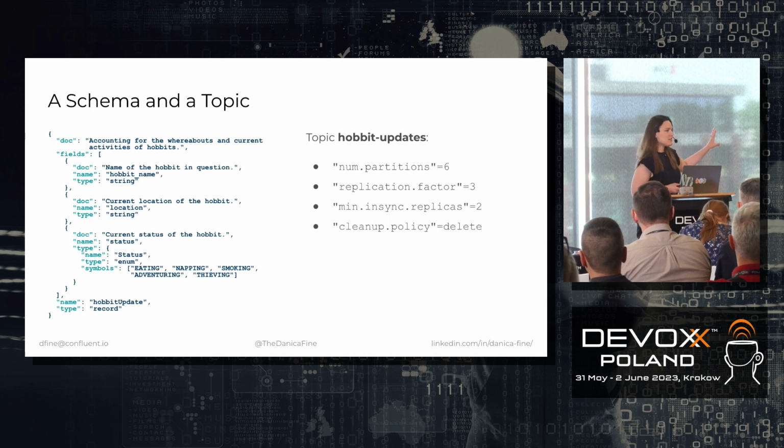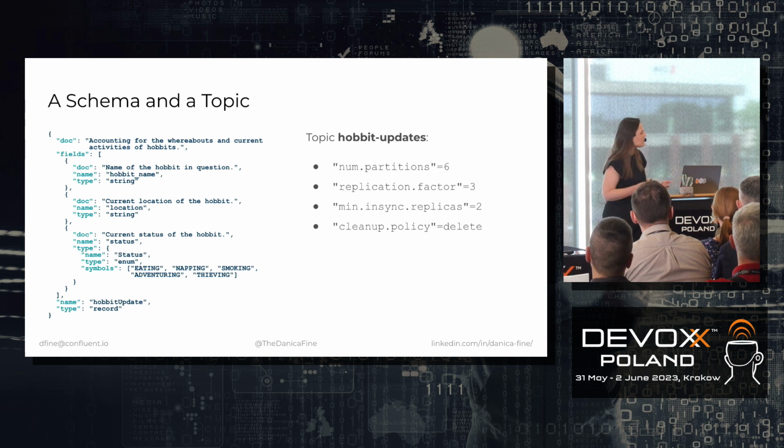And we'll get into these configurations a little bit more, but I wanted to show which configs I actually used to create this topic. So the number of partitions, that's important in Kafka. The replication factor, how many copies of this data we should have across the cluster. Min in-sync replicas, how many copies we should have in sync to consider it healthy. And how we would clean up this data later on when it gets old or stale.